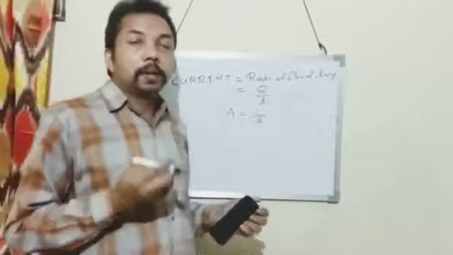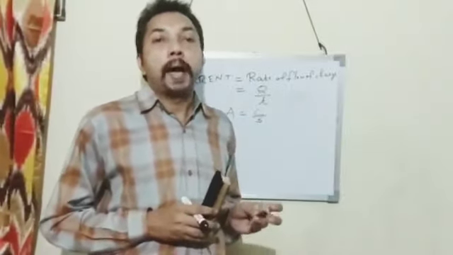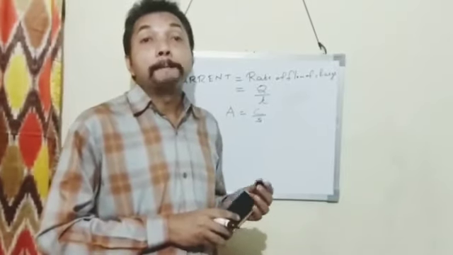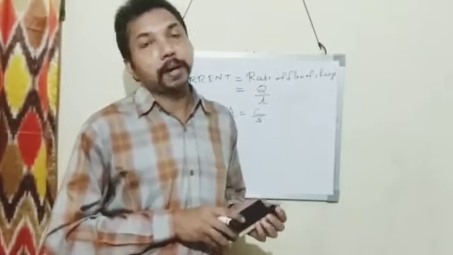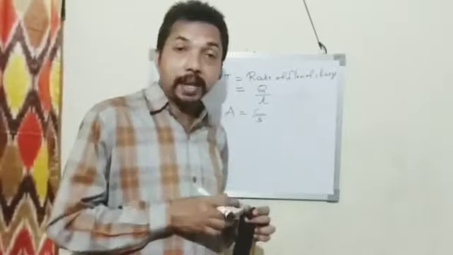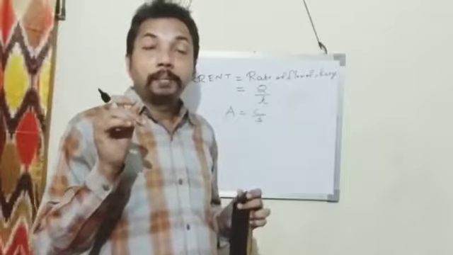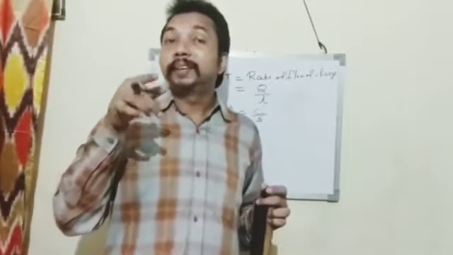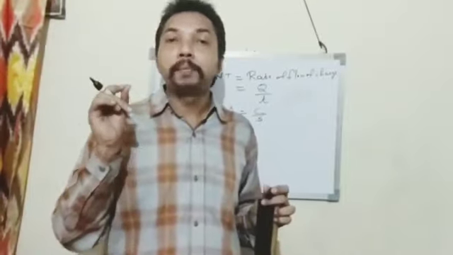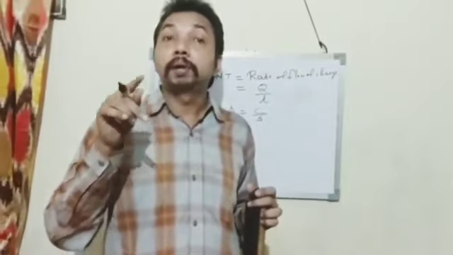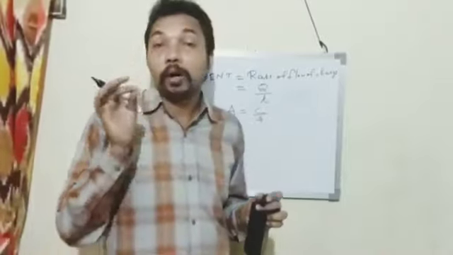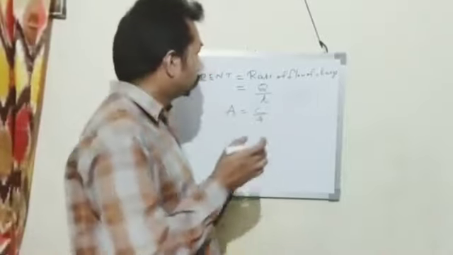So the SI unit of current is ampere, and the smaller units of current are milliampere and microampere. 1 milliampere is equal to 10 to the power minus 3 ampere. And 1 microampere is equal to 10 to the power minus 6 ampere. So these are smaller units of current.